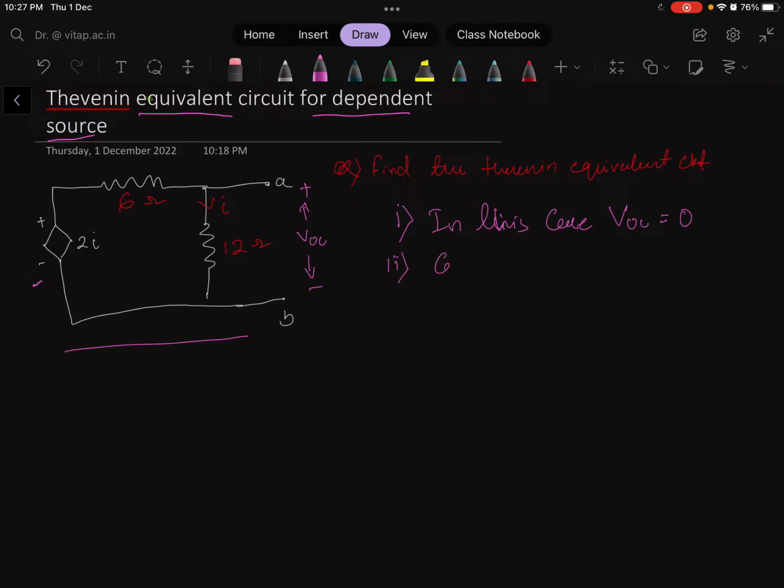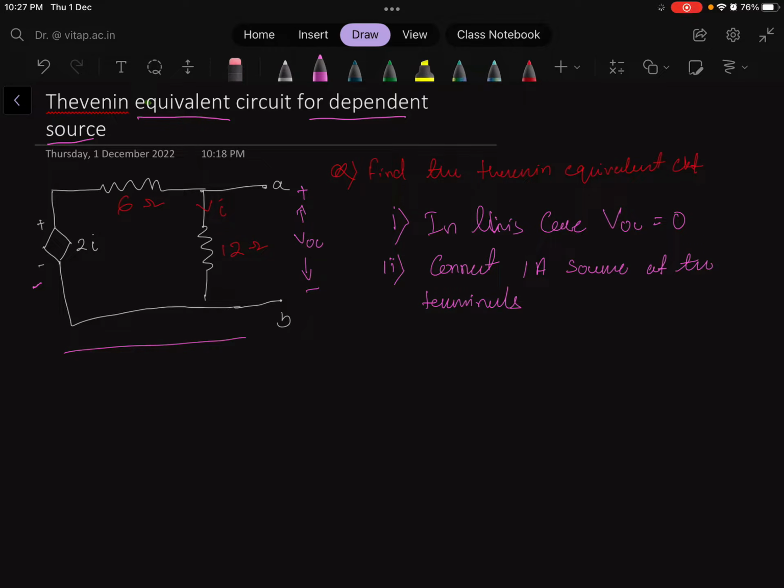Then what we need? We need to connect a 1 ampere source at the terminals, wherever we have to find the Thevenin equivalent source. So, at terminals A and B we have to write. Then third point is that we need to calculate the RTH, that is equal to VAB divided by 1. We will consider that a 1 ohm resistance is here and we have to find the RTH in that way.